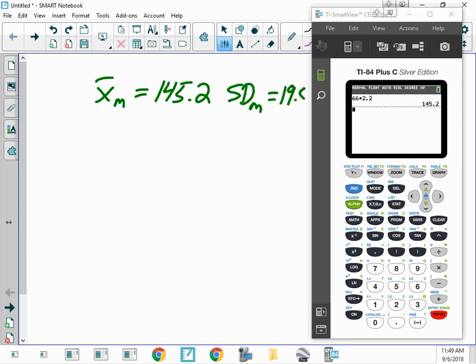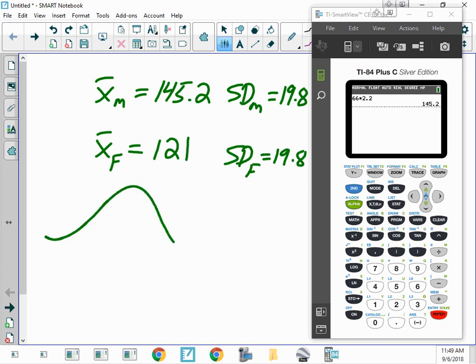19.8. And my X bar for females is 121. And my SD for females is going to be the same, 19.8. Okay. Just roughly, what percentage of men weighed between 57 and 75?